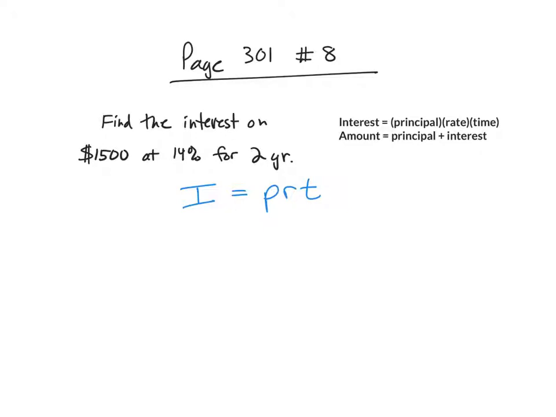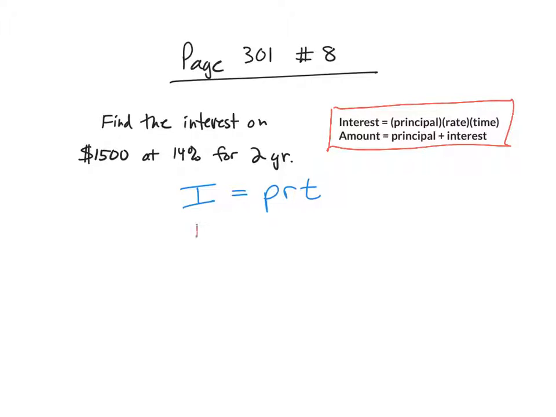We know that our formulas are interest equals principal times rate times time. And then if we know the interest, we can find the total amount by taking our principal and adding our interest. So for short, we say I equals PRT. Remember that time is in years and the rate is the annual rate. So let's fill in the numbers that we need.